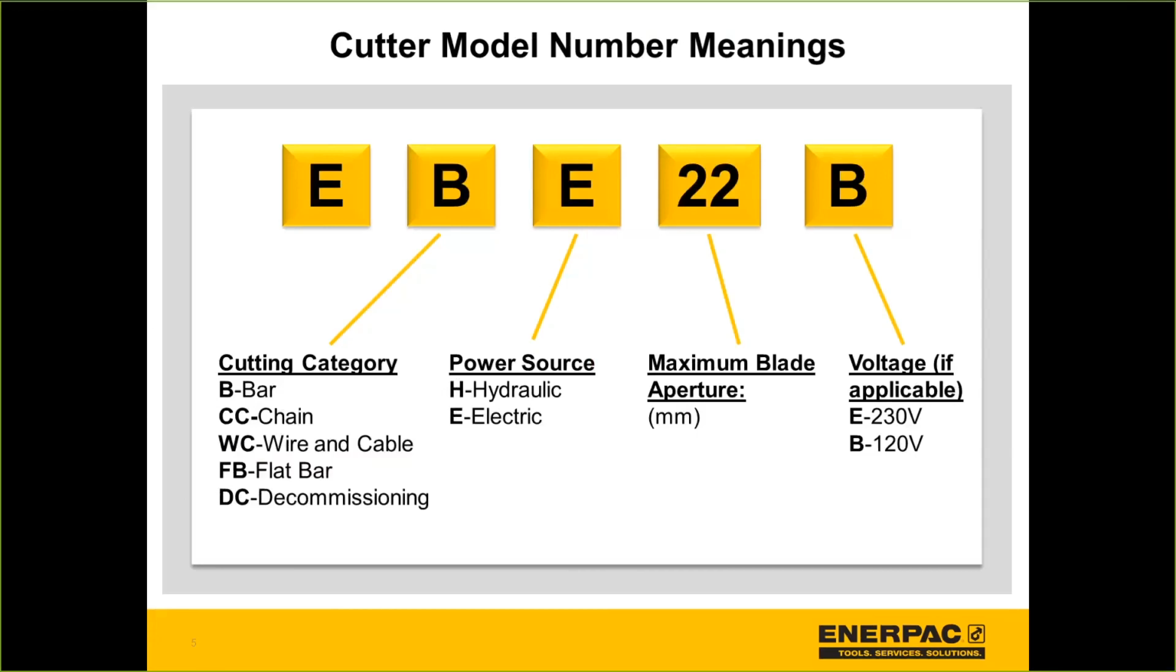The next digit says E in this case. It's going to be either an E or an H, and that tells you if it's an electric or hydraulic power source. The next pair of digits is a 22 in this case. That's telling the user this is a 22 mil blade, or a tool with a 22 mil aperture, which tells them something about the size of the applications the tool can be used in. And finally, you've got the designation for the voltage. Just like with the Enerpac pumps, B is going to be the 120 volt and E is going to be the 230 volt.